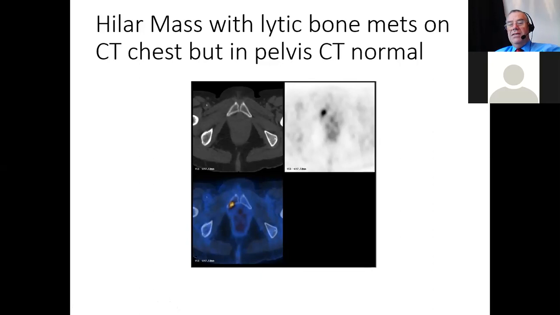And lytic bone metastases tend to go with the more aggressive tumors, and they tend to be ones that are more FDG avid. And certainly with things like lymphoma, you may clearly see quite a lot of bone disease on the FDG with very little change on the CT scan.